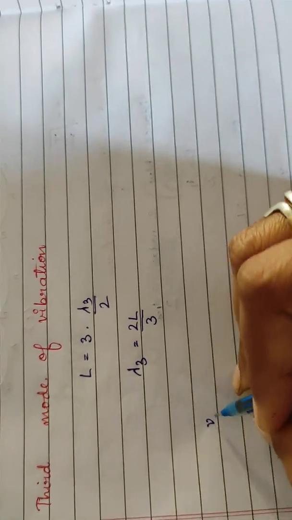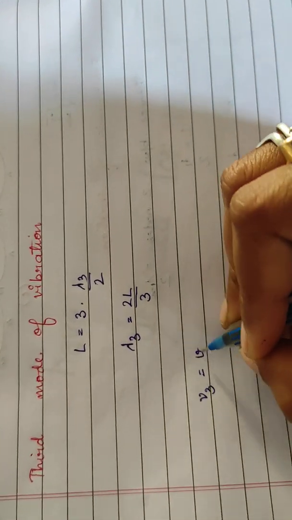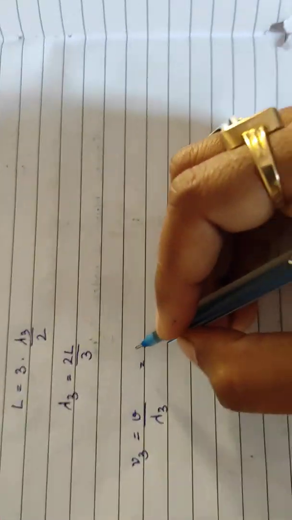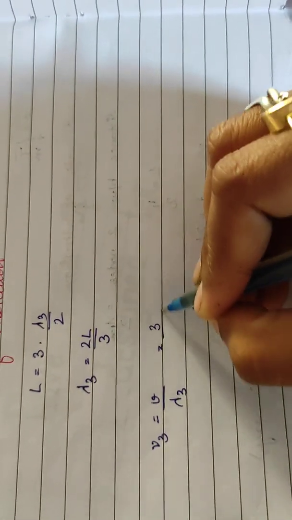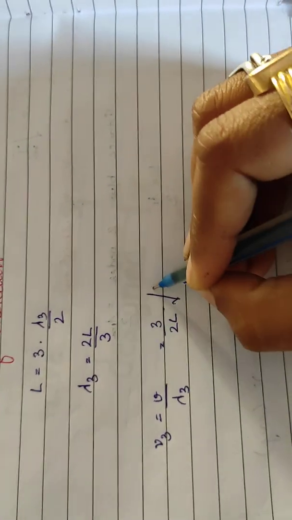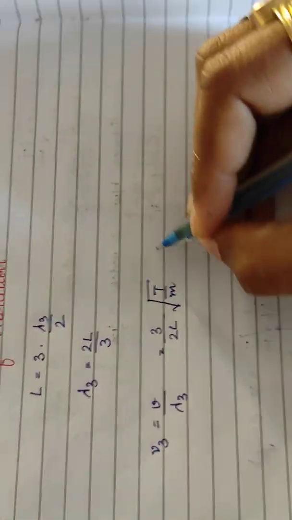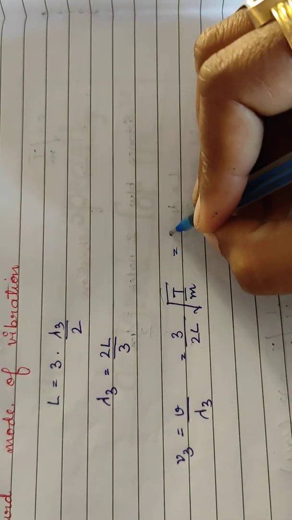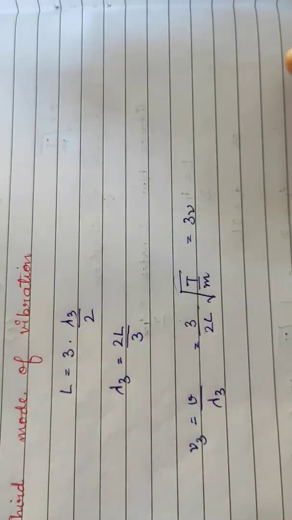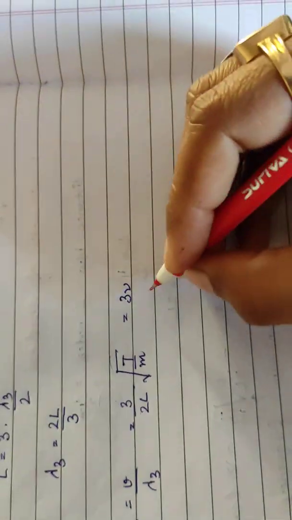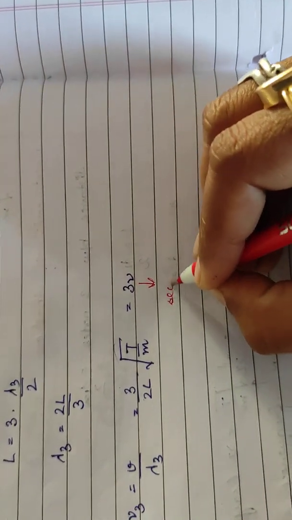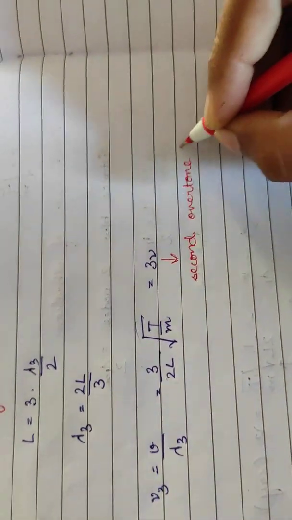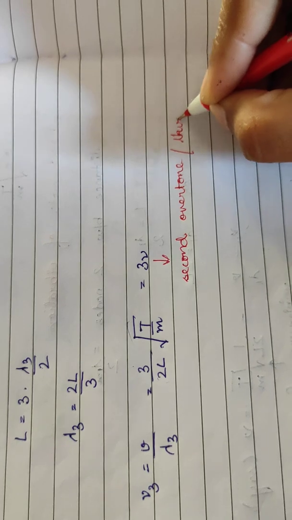Now again, let us find out the frequency of vibration. It will be equal to V by lambda. As lambda 3 is 2L by 3, we will get 3 by 2L under root T by M. Fine. And as we know that this is equal to nu, this will give us 3 nu. Fine. And this is known as second overtone or third harmonic.